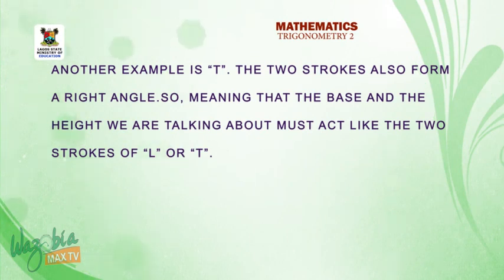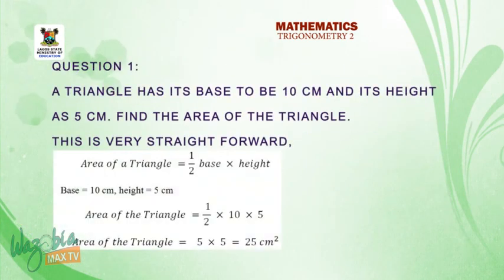I have a question here. It says a triangle has the base to be 10 centimeter and its height as 5 centimeter. Find the area of the triangle. This one is very straightforward. The area is equal to half base times height. That is, the base is 10, half of 10 times the height, which is 5. So that will be 5 times 5, which is 25 centimeter squared.